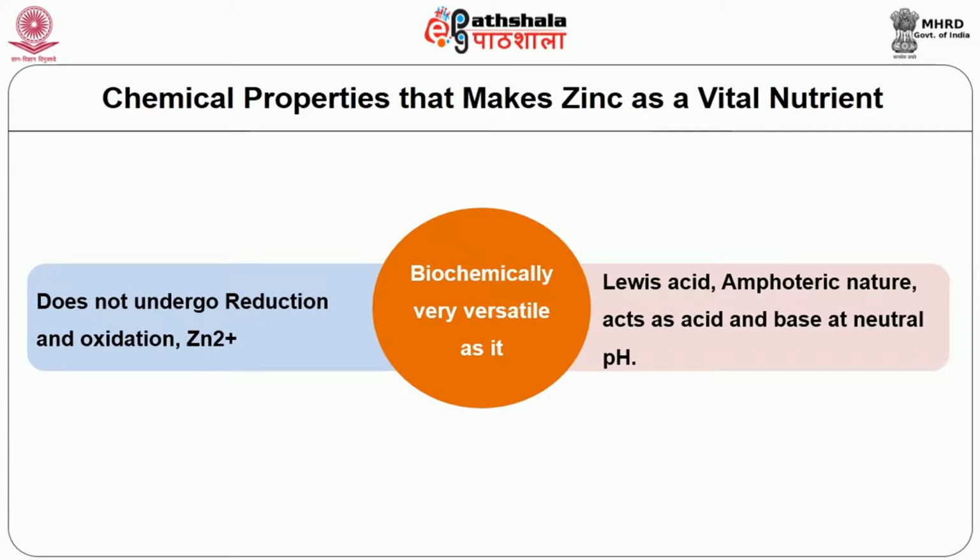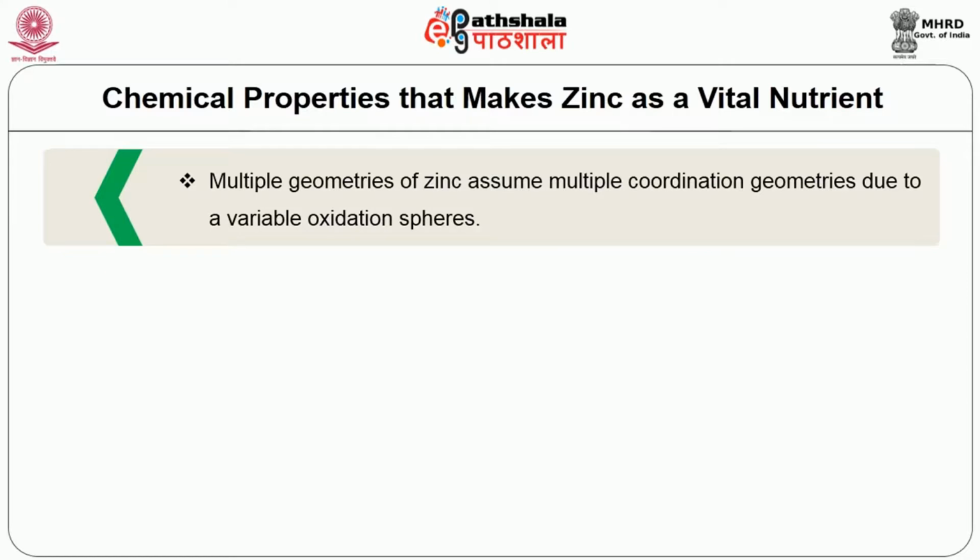Second, it has a property known as Lewis acid, that is it can act as an acid and also as a base at neutral pH. This is a very important property of this micronutrient, that it can participate in biological reactions at acid pH and alkaline pH, or it acts as an acid and base at neutral pH, so it is known as an amphoteric molecule.